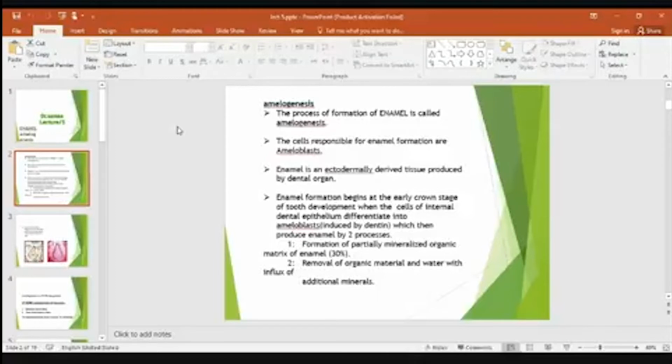Formation of partially mineralized organic matrix، يعني أول ماتريكس اللي راح يتكون من الانامل هو بس 30% المينراليزيشن مالته. Then the second step of the enamel formation, removal of organic material اللي هي أكثر شيء بروتين، أميلوجينين، تفتلين، إناملين، هاي كلها proteins of enamel. أكثرها removal and water removal of water also, with influx of additional minerals. من هذه المينرالز from where? From the ameloblast cell.